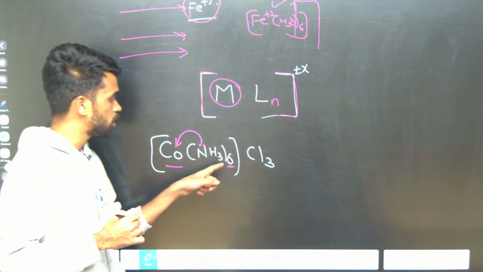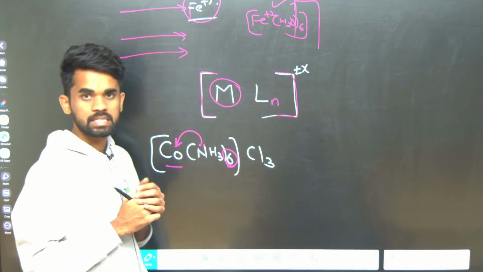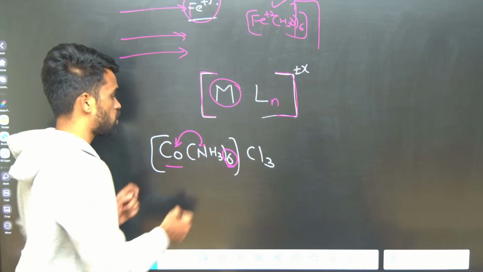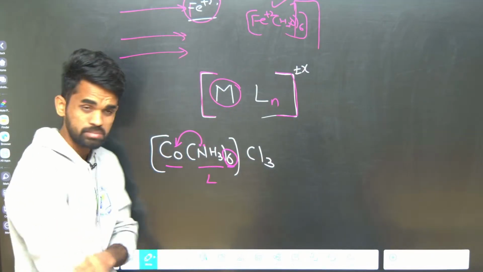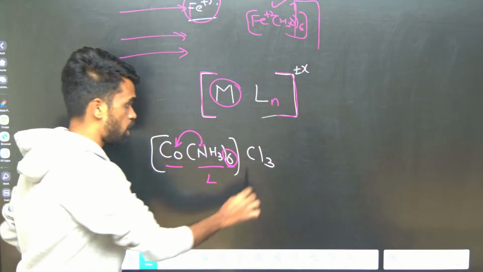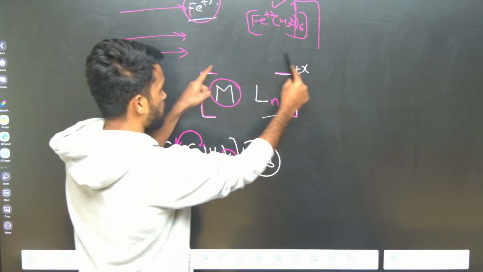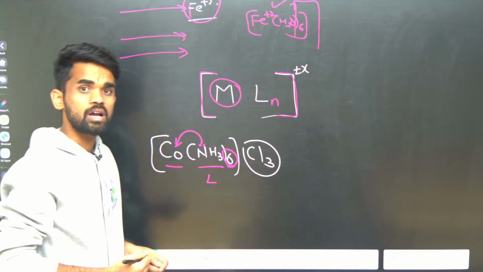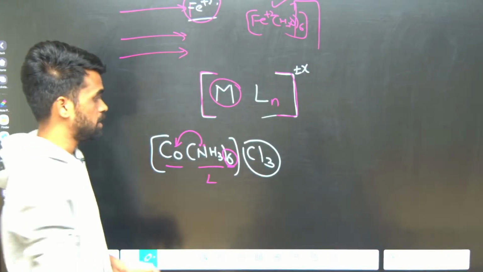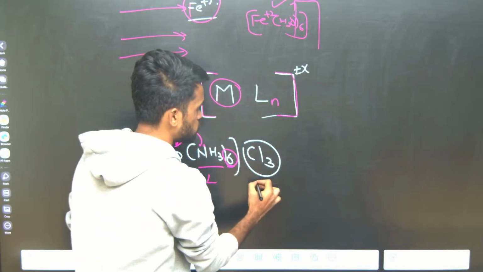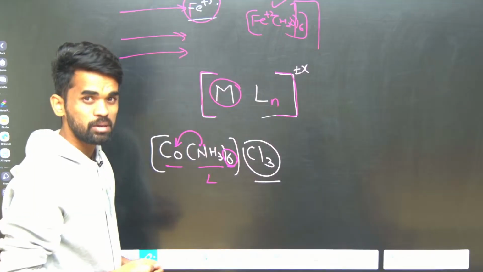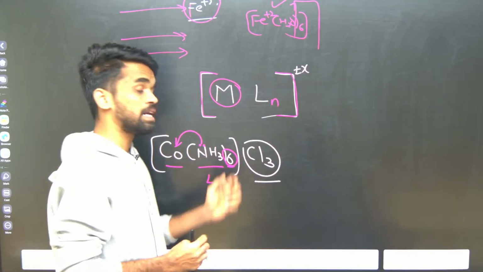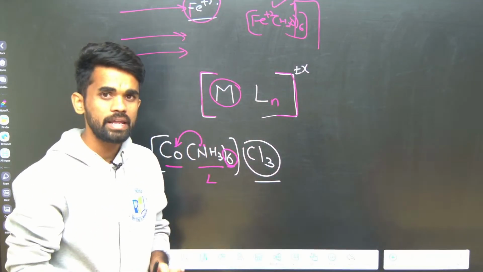Okay, how many ammonias are there? 6. So the 6 ammonias are called 6 ligands. This square bracket is called the coordination sphere or coordination entity, and outside it we have what is called the ionic sphere, particularly the anionic sphere. Why do I say anionic sphere?